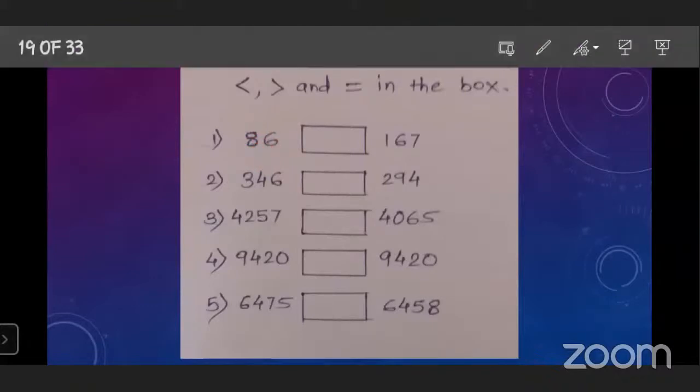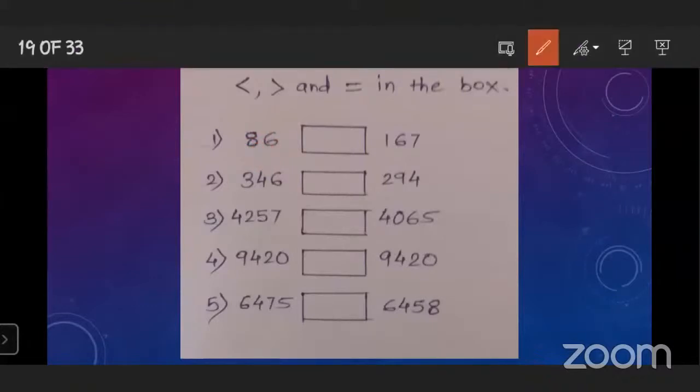When the first number is smaller, which sign do we have to use? We have to use the smaller than sign. Okay, we have to use the smaller than sign. Why?